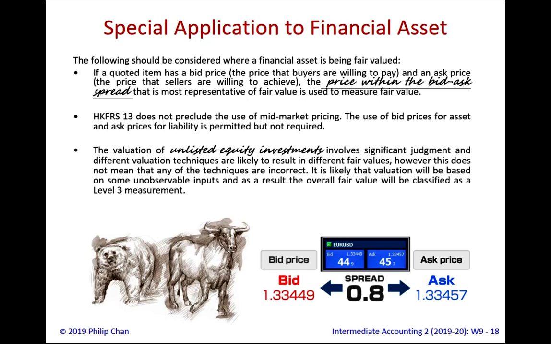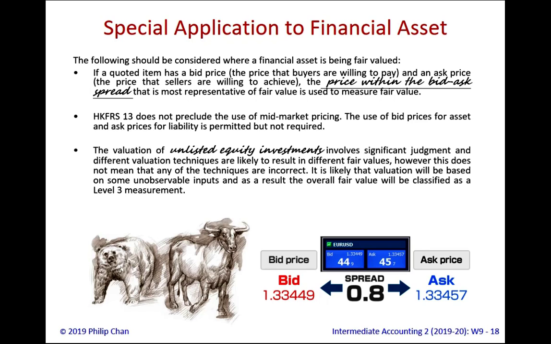And then the valuations of unlisted equity investments involve significant judgment, and different valuation techniques are likely to result in different fair values. However, this does not mean that any of the techniques are incorrect. It is likely that the valuation will be based on some unobservable inputs, as we expected, and as a result, the overall fair value will be classified as level 3 measurements.